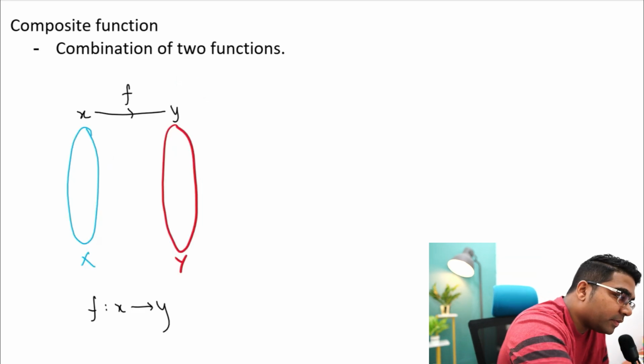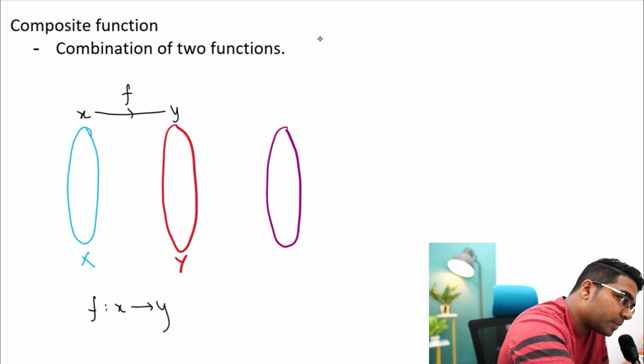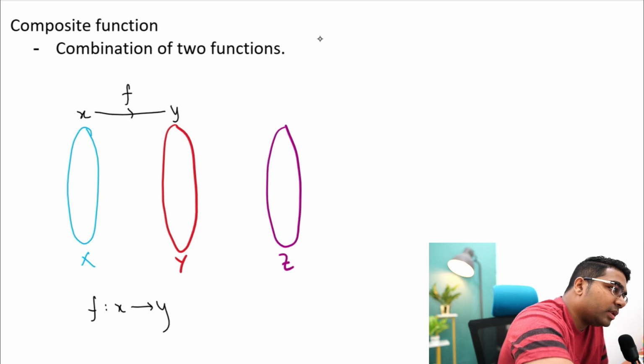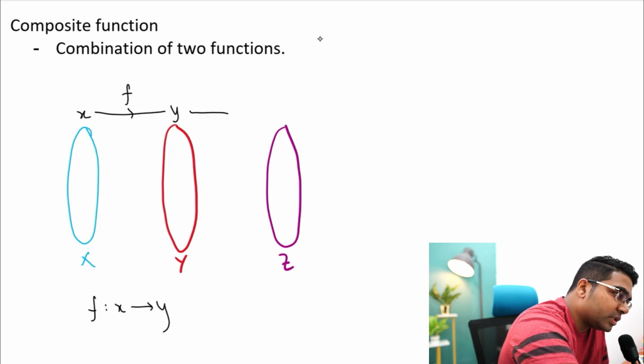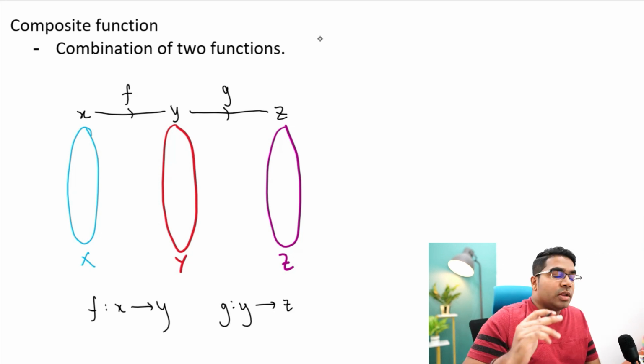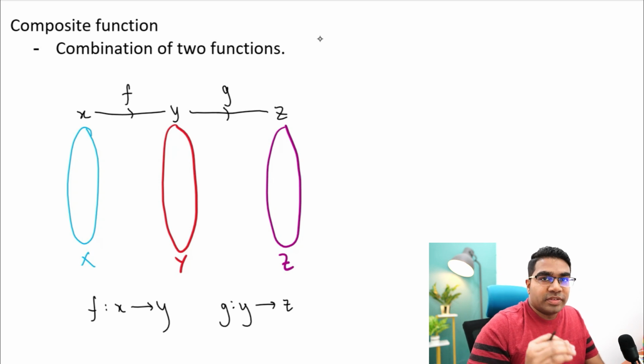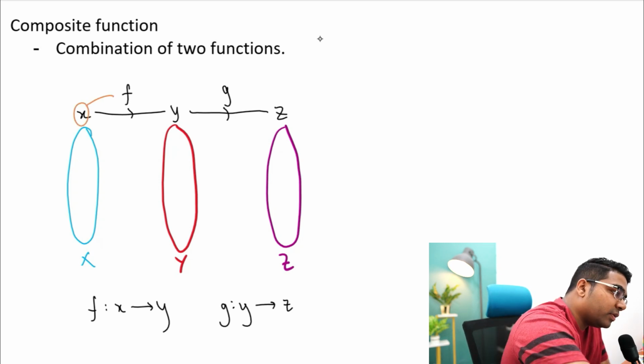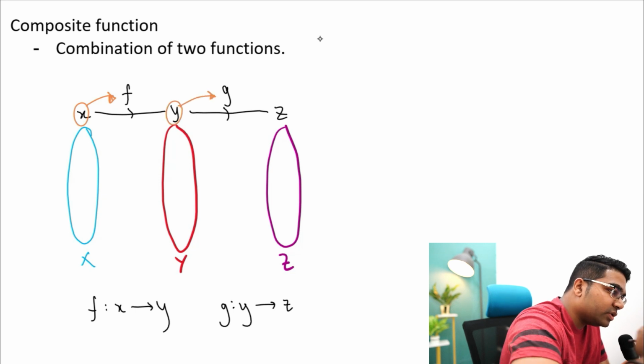So let's say I have another set of values, z. And let's say another function, let's call it g. g is a function that maps y to z. So we can say that g maps y to z. Notice that the domain is different here. x is the domain for the function f, whereas y is the domain for the function g.